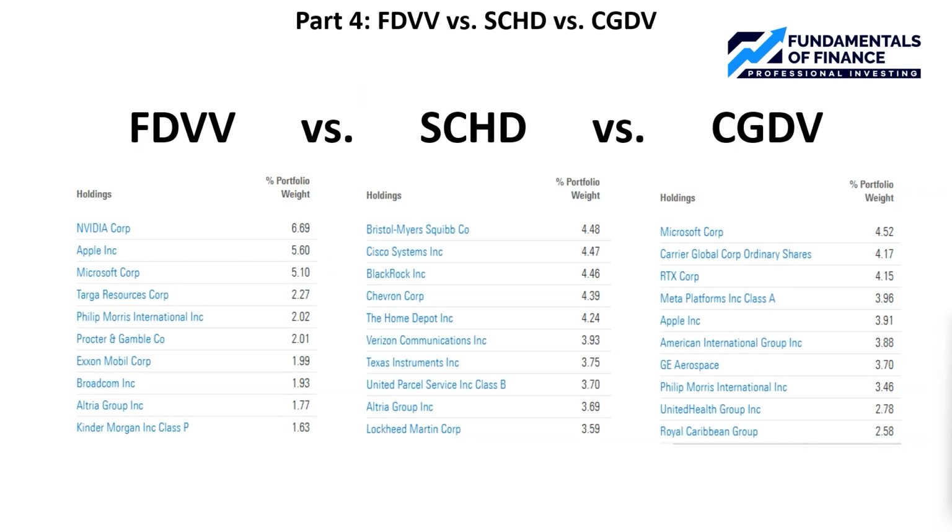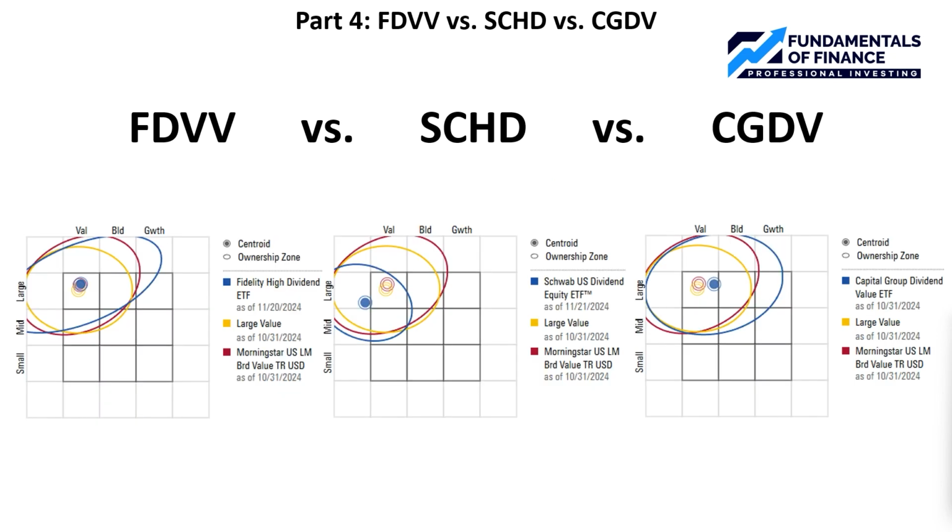CGDV almost seems, in a way, like somewhat of a middle ground between FDVV and SCHD. It does own some low dividend paying tech oriented companies like Microsoft and Meta, which SCHD doesn't. But it's not quite as concentrated in its top positions as FDVV. And of course, since it's actively managed, it has no obligation to buy companies just because they're big. Of course, FDVV does. All three of these funds are in the large value Morningstar category.